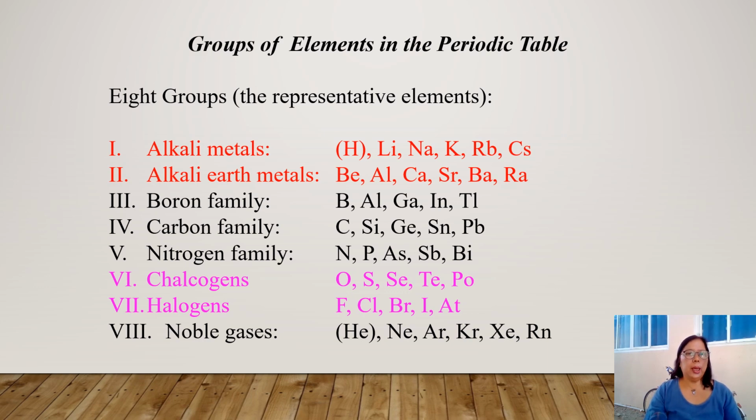Okay, here are the 8 groups that you could meet in the periodic table. You have the alkali metals, the alkaline earth metals, and then you have the boron family, the carbon family, the nitrogen family. And then for group 6 and 7, you have the chalcogens and the halogens. And the last column is actually the noble gases. So that is how they are arranged.